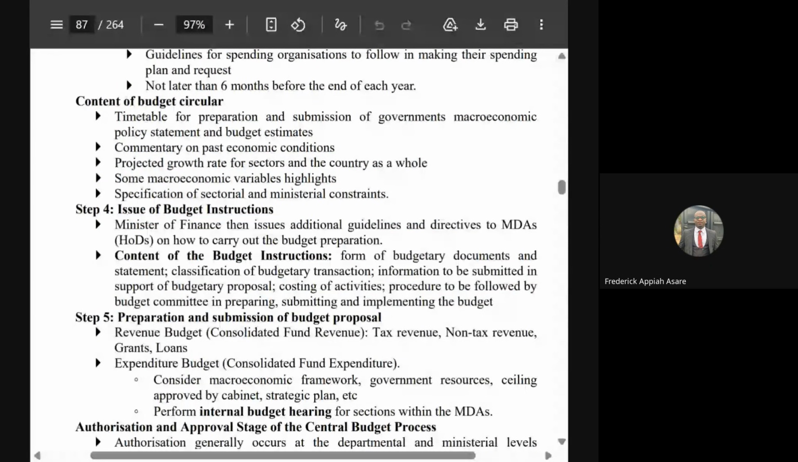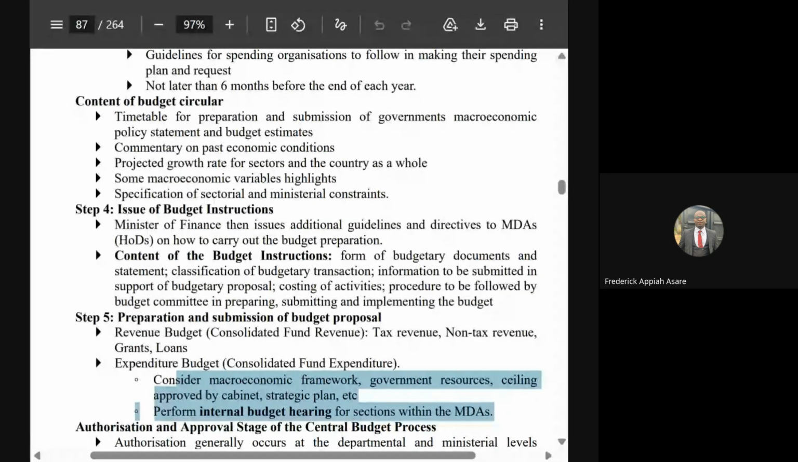Then from there, they will do the preparation and submission of budget proposal. So revenue budgets: tax revenue, non-tax revenue, and grants and loans. Expenditure budgets, that is considered microeconomic government, is performed internally, and they will start preparing it.